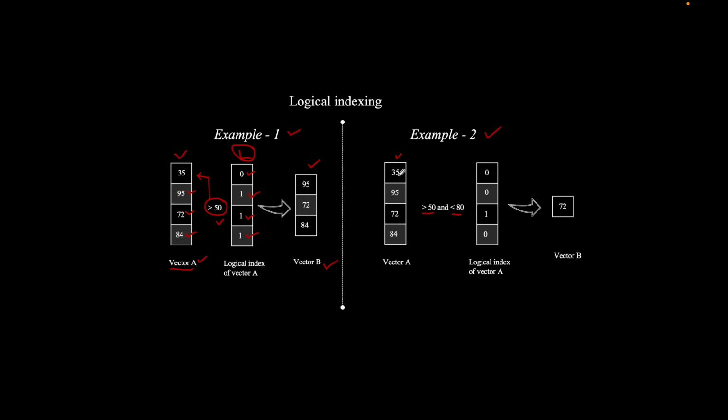Based on this operation, you can see this is not greater than 50. This is greater than 50 but not smaller than 80, so that's why it is 0. This is smaller than 80 and also greater than 50, so that's why it is 1. And this is not smaller than 80, so that's why it is 0. And it is also greater than 50, but in this case we are not considering it because we are trying to have both the conditions satisfied.